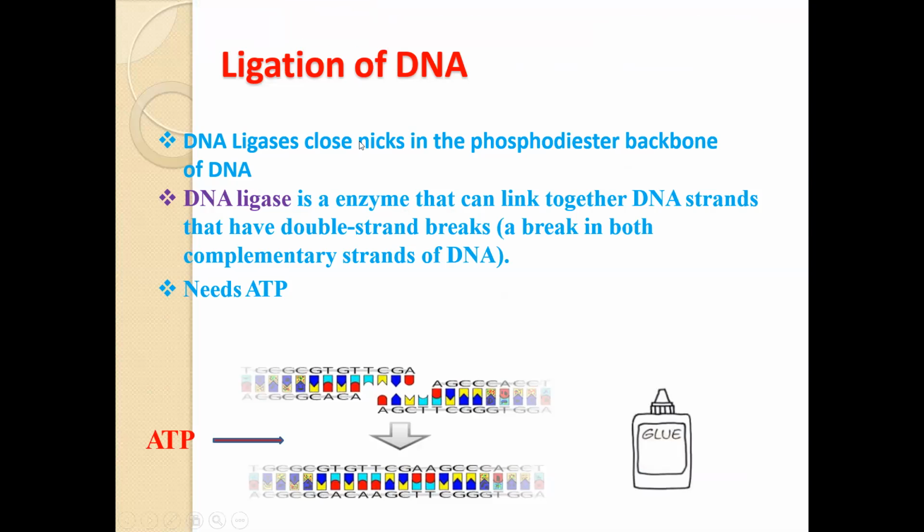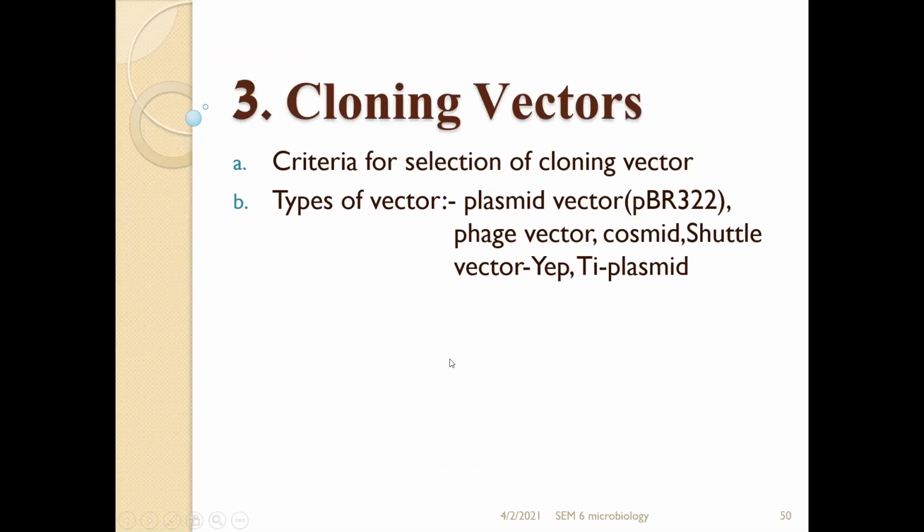In this, you can see the overall ligation of DNA. DNA ligation closes the nicks, whatever gap is there in the phosphodiester backbone of DNA. DNA ligase is an enzyme that can link together DNA strands. They act as a glue, actually, and it requires ATP for this process.